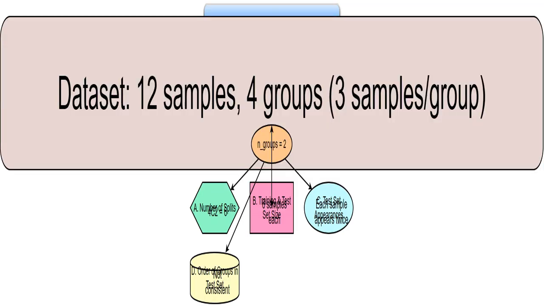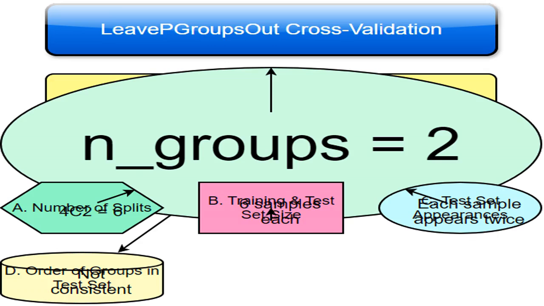Imagine I have 12 items, sorted into 4 boxes, with 3 items in each box. This is my dataset, 12 samples, organized into 4 groups of 3. In my cross-validation, I will leave out 2 entire groups at a time. NGROUPS simply means number of groups. It is set to 2.